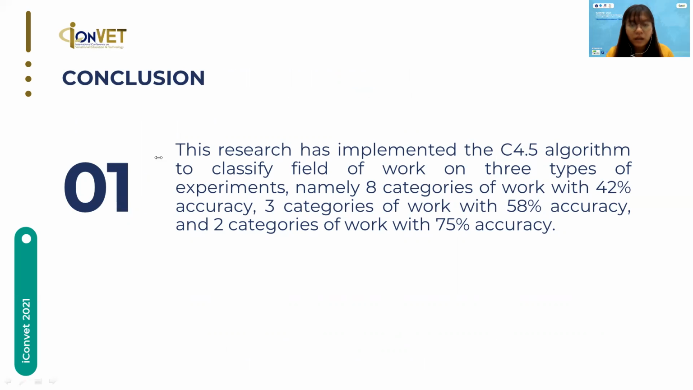In the last part, the conclusions obtained are: 1. This research has implemented the C4.5 algorithm to classify field of work on 3 types of experiments, namely 8 categories of work with 42% accuracy, 3 categories of work with 58% accuracy, and 2 categories of work with 75% accuracy.